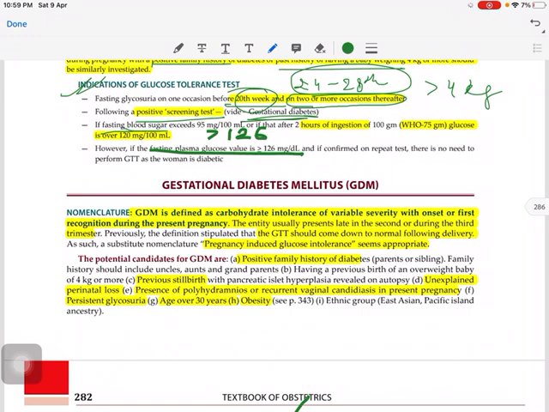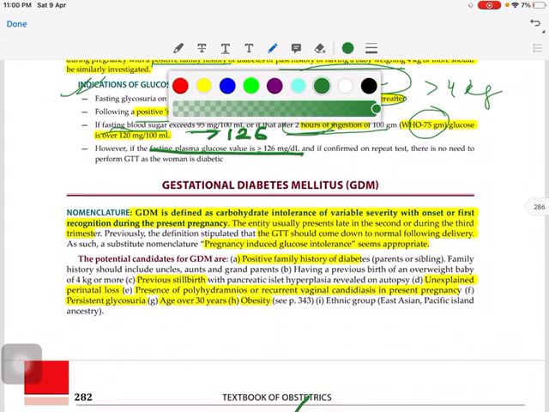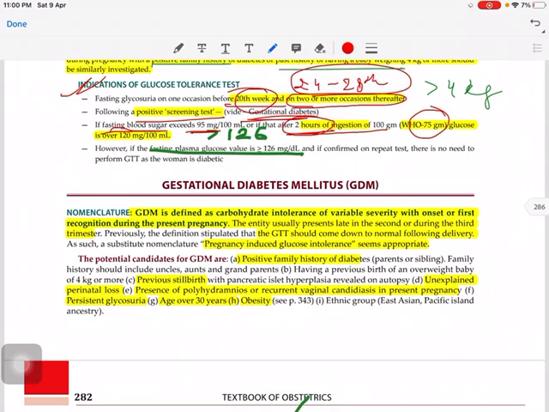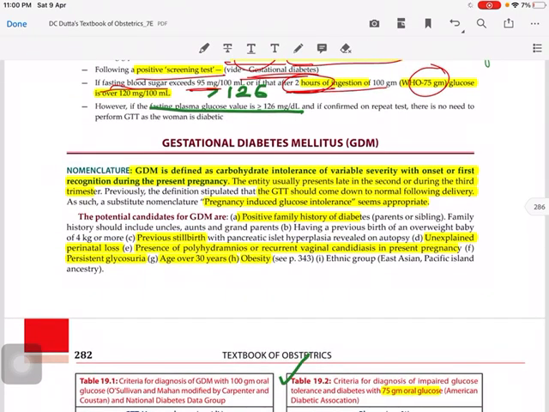If the fasting blood glucose level is more than 95, or after ingestion of 75 gram, the 2 hour OGTT is done and the glucose levels are more than 126, then we say the person is diabetic. And which type of diabetes is it? It is gestational diabetes.